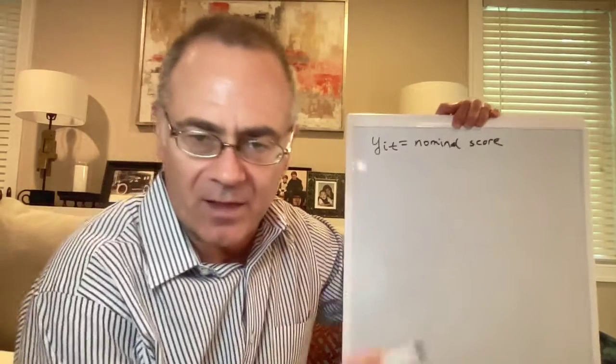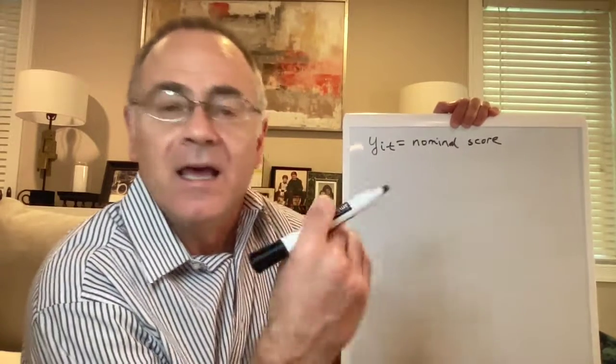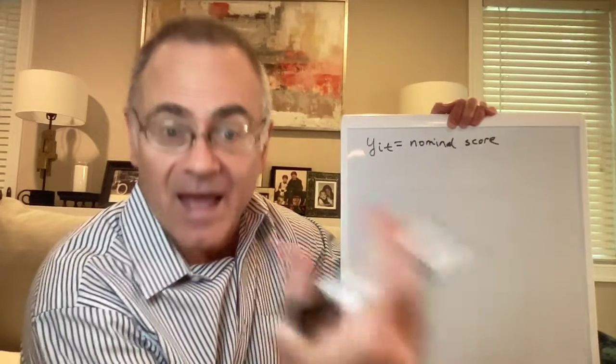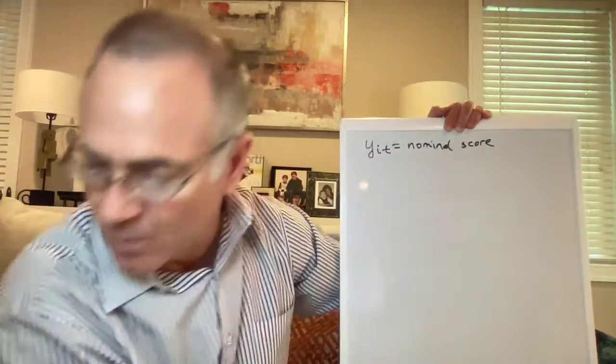The key is we're going to have legislator I. He has a nominal score. We call it Y_IT. And this is just the score that the interest group reports, like the ADA reports. So in year T, person I, that's Y_IT.